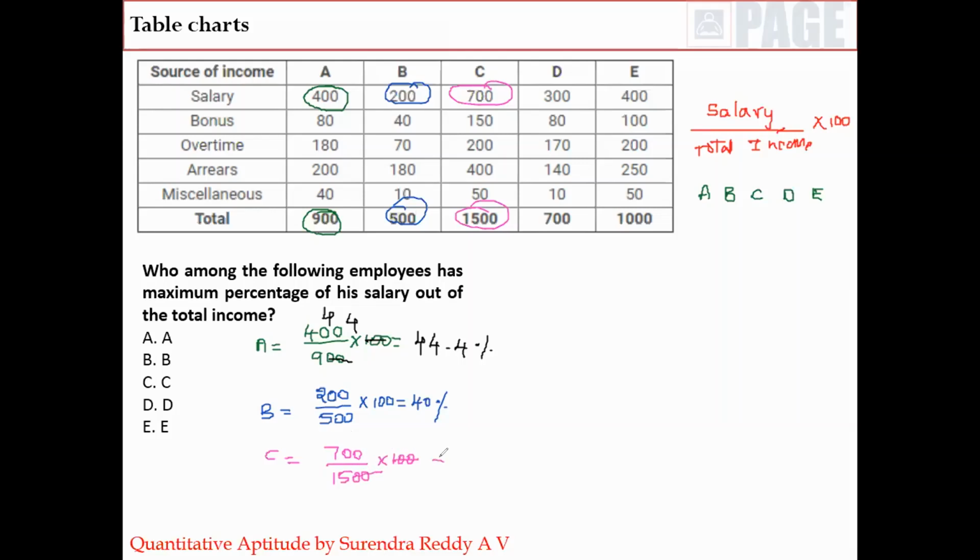So two zeros cancel. Are you struggling with the calculations, or do you want me to explain? I don't mind explaining, but I want a response. If you keep quiet, nothing happens in an online class. If you're unable to solve, please ask.